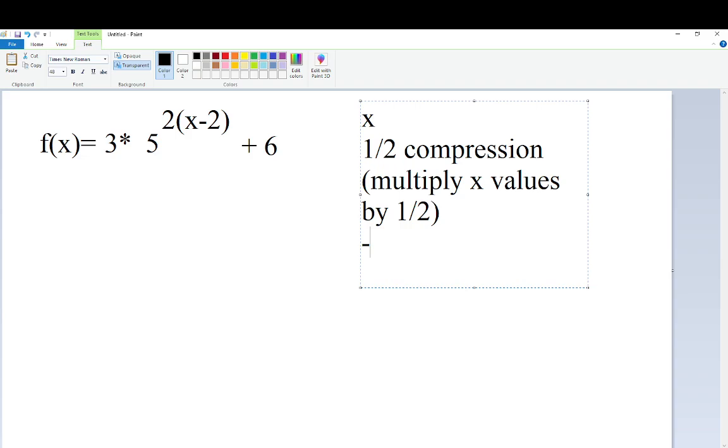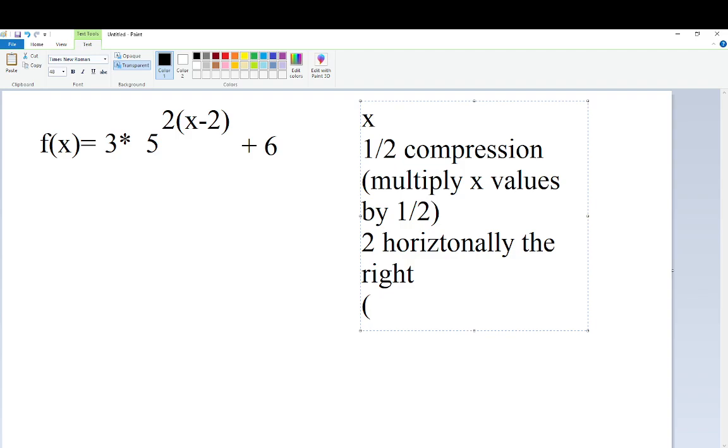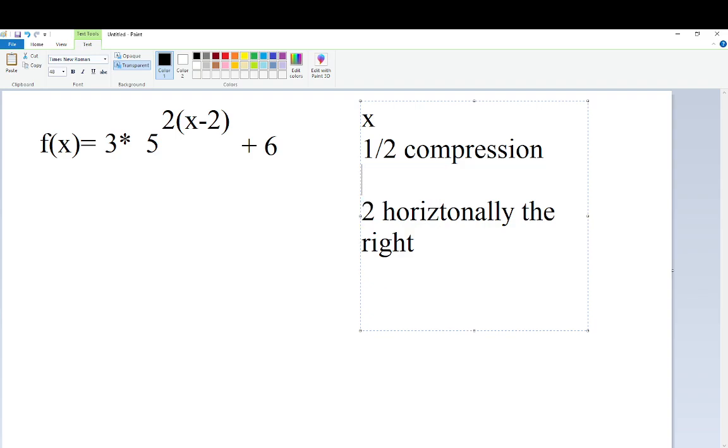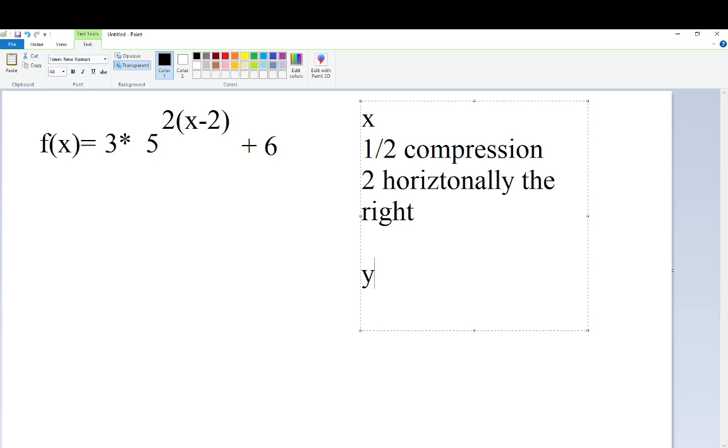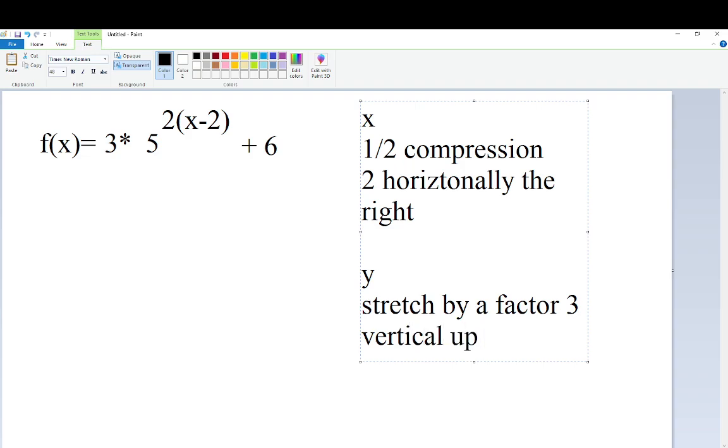And that negative 2 by the x is not moving to the left by 2. It's 2 horizontally to the right. So after you multiply all your x values by half or divide by 2, you would then add 2 to them. I'm going to skip the written version. These are the x transformations that are going on. Now the y transformations. Y does exactly as you think. There's a 3, so it's a stretch by a factor of 3. And then there's a vertical translation up by 6.